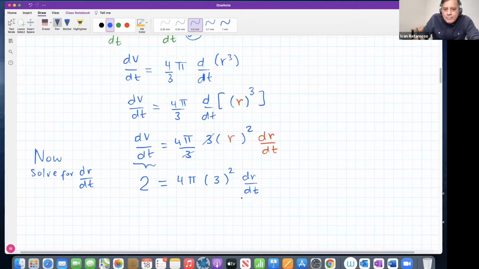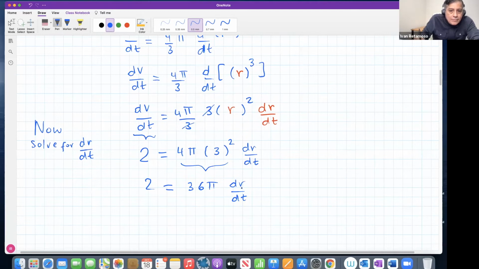So now, basically, just do the math here. 2 equals 4 pi times this, which is a 9. 9 times 4 is 36 pi. All this calculation you can do in your calculator if you prefer. dr/dt. Last step, solve for dr/dt, meaning divide both sides of this equation by whatever you have next to dr/dt. In this particular case, we have this number 36 together with pi, so we're going to divide both sides by 36 times pi.